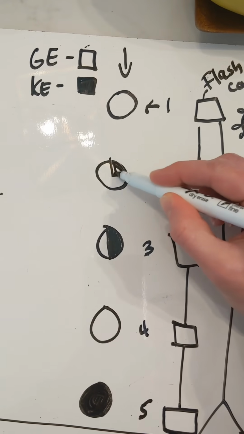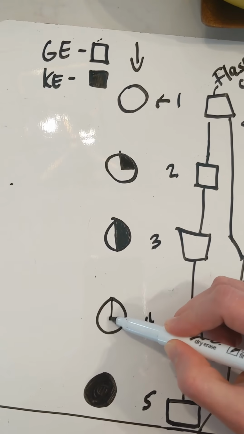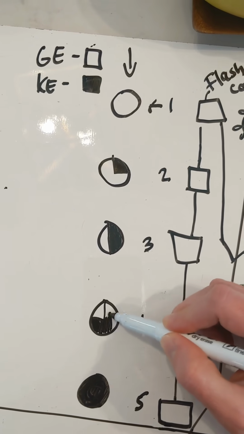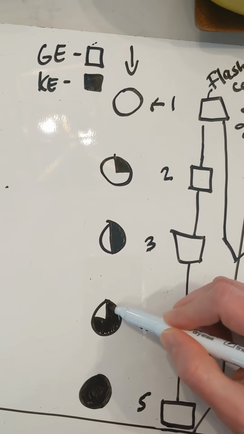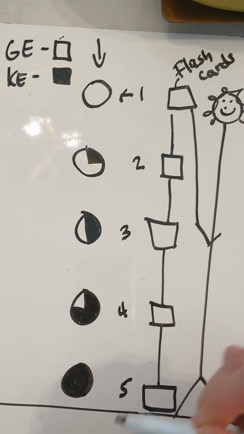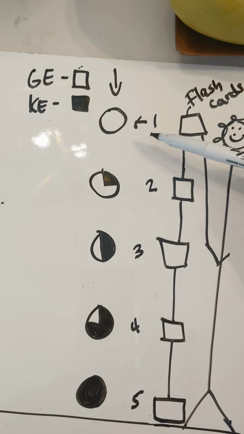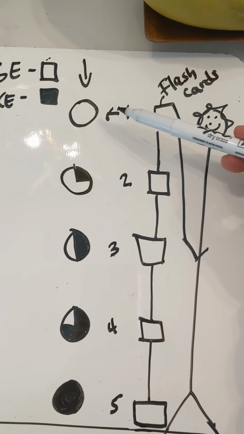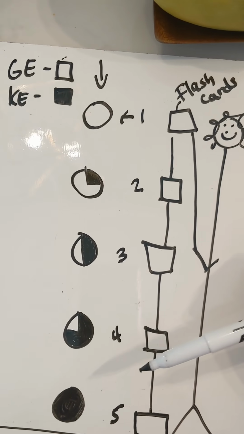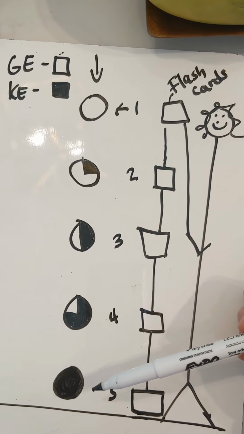So it's gaining kinetic energy, gaining even more, gaining even more. So it's gaining, gaining, gaining speed up until 5, and then boom, hits the ground. So what's happening? Questions to ask yourself, what's happening to the object's gravitational energy? Is it increasing or decreasing? And what's happening to the object's kinetic energy? Is it increasing or decreasing?